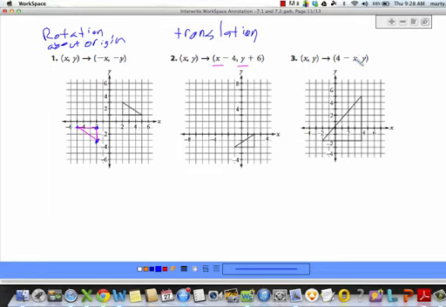Now this one, they're trying to trick you. This is -x plus 4, comma y. If we look at it like this, we can see that we're negating the x. Y is staying the same. So we're negating the x, which will flip us over the y-axis, and then we're sliding it 4 units back to the right. So there's more than one thing going on here. We would call this a reflection, but it's a reflection followed by a translation, because there's 2 things taking place.